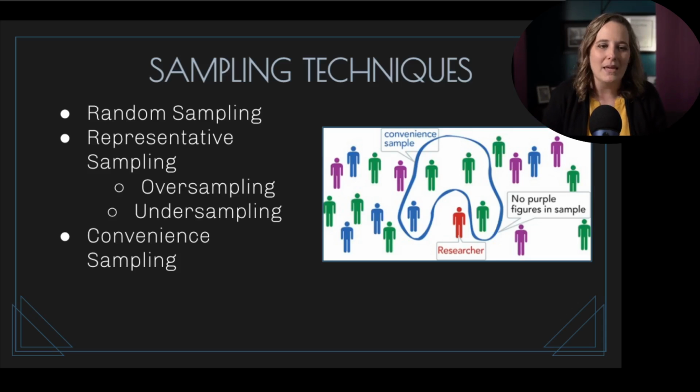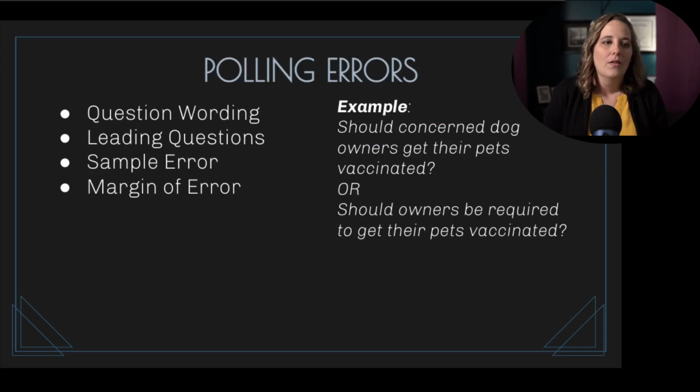They are never going to be very representative because overall, you're not going to find truly representative groups in any one particular place. There are lots of ways that you can end up with errors in your poll outside of sampling, but that is part of it. The first way that you can end up with errors in your polling is through question wording. This is the way in which survey questions are phrased, which influences how respondents answer them. So if you look at the example given on the slide, it says, should concerned dog owners get their pets vaccinated?